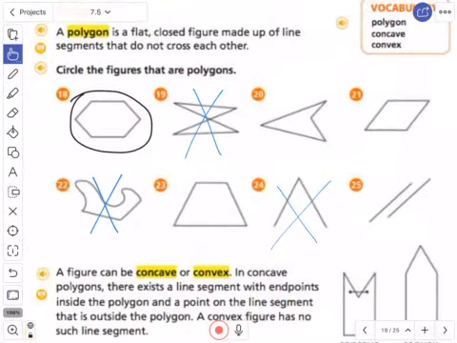So you're going to do problems 18 through 25. You can pause the video there to do that part of the page if you want to.